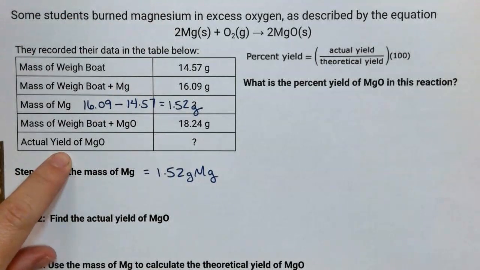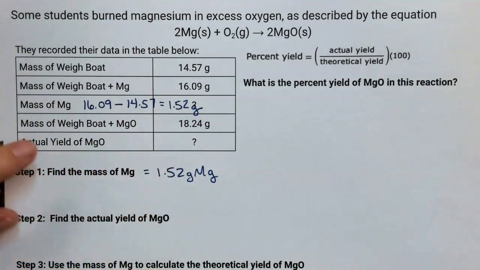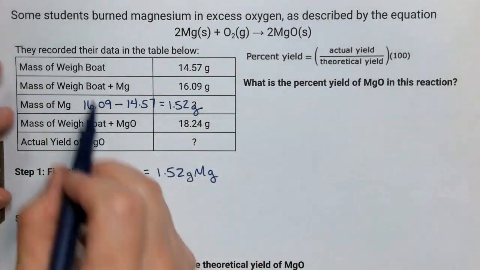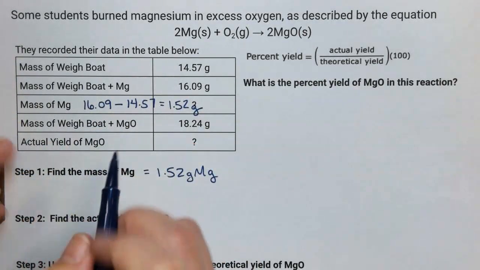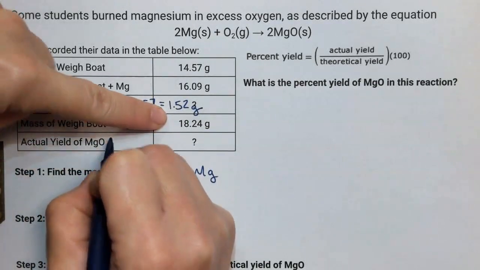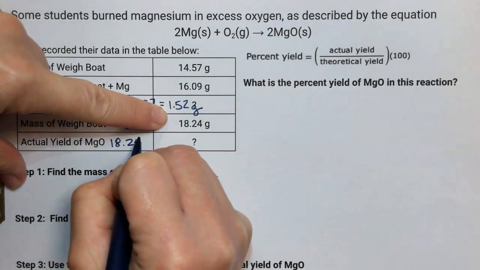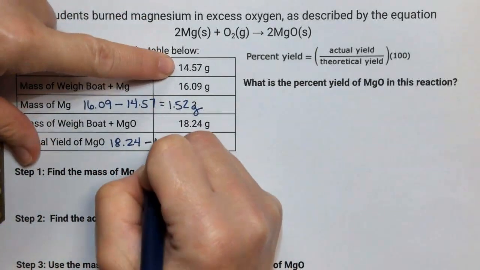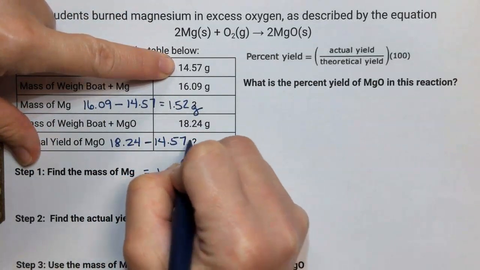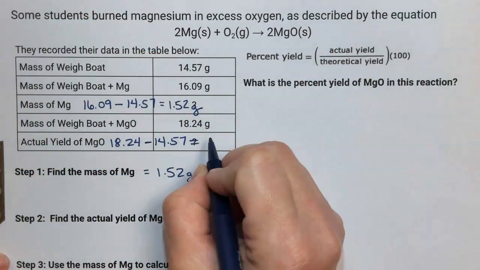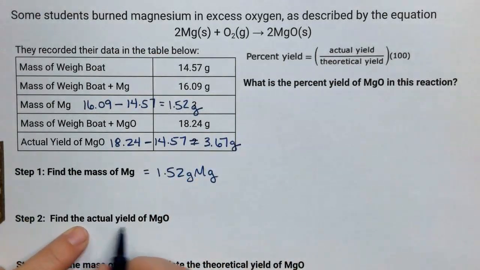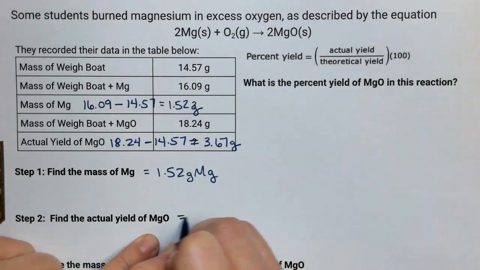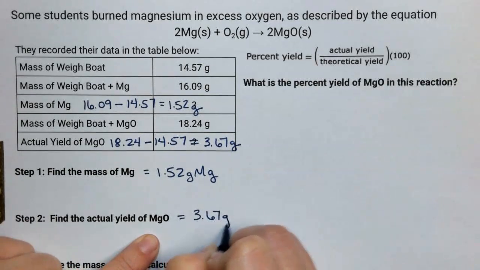Next, what is my actual yield of magnesium oxide? To figure that out, I'm going to subtract the weigh boat from this number right here. So that's going to be 18.24 minus the weigh boat, 14.57, and that equals 3.67 grams. And so that's my actual yield of magnesium oxide, 3.67 grams.